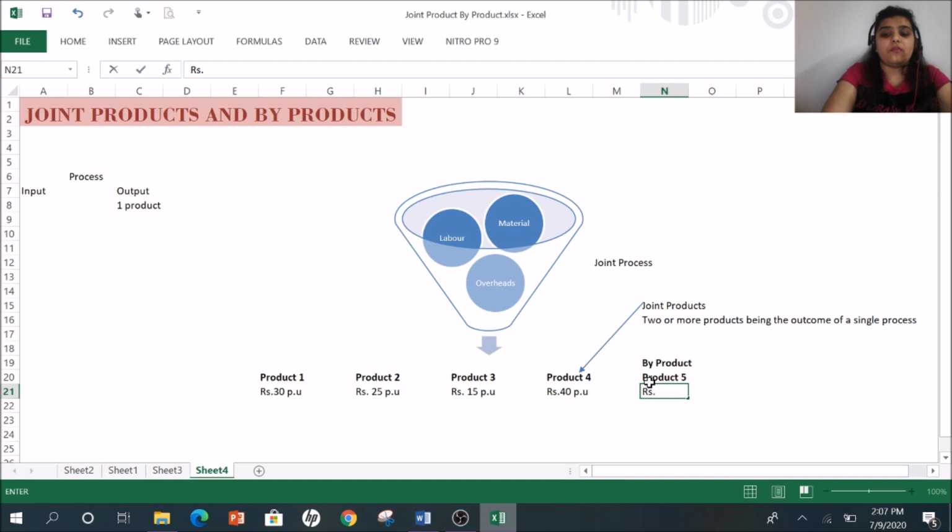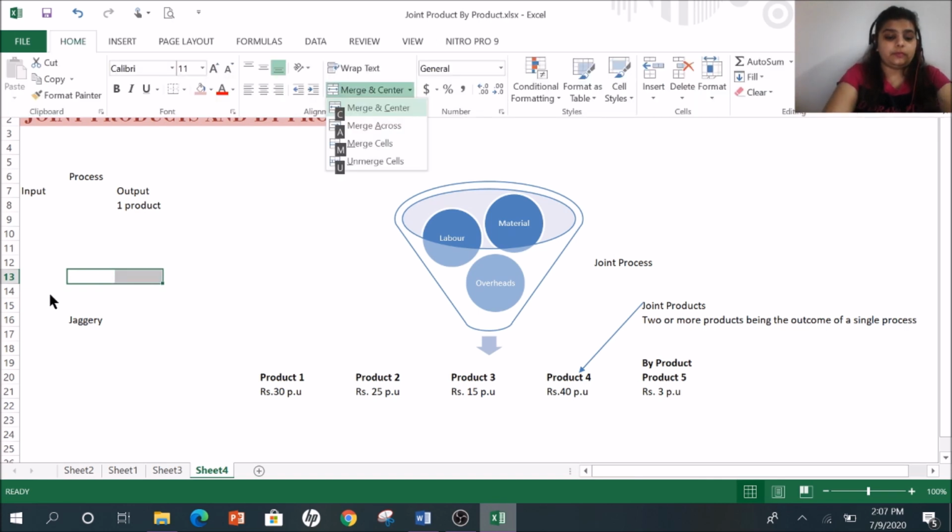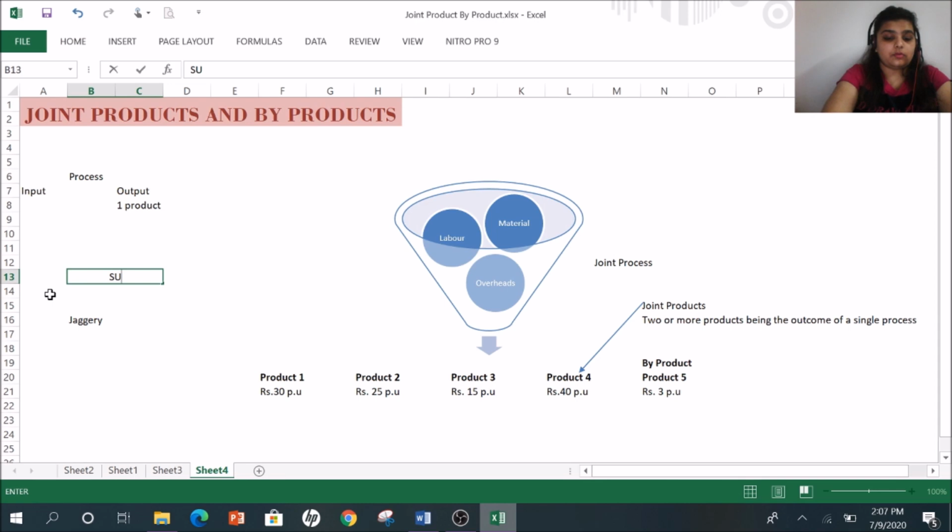Second reason, the value of byproduct is comparatively lower, very low than the other products. That is why, see, I have written here, I have assumed it as rupees 3 per unit. This is my byproduct. Let me give you an example of byproduct. Now let us say I want to make jaggery. For jaggery, what do I need to process? I need to process sugarcane. I processed sugarcane, and with that I got my jaggery.